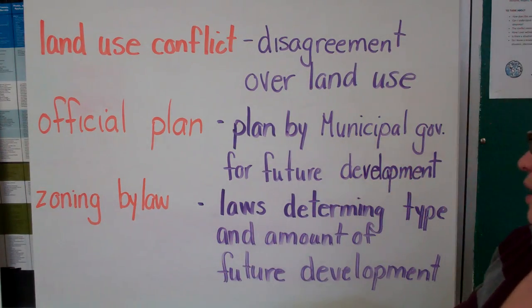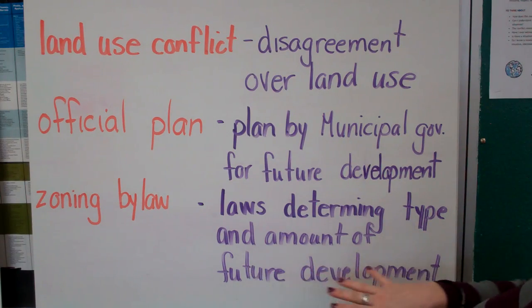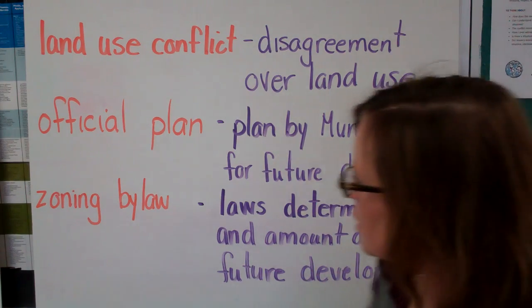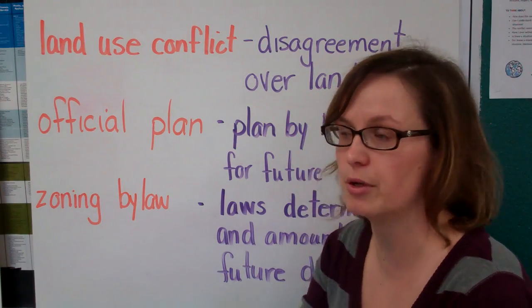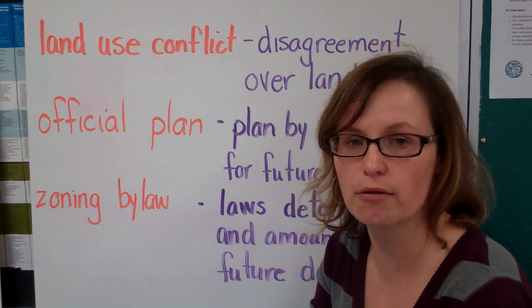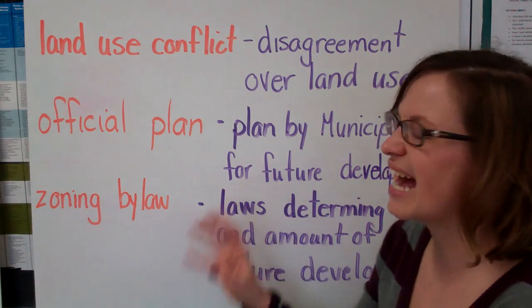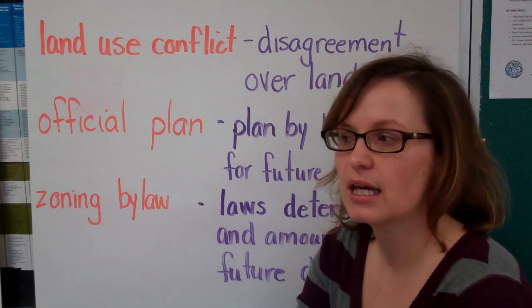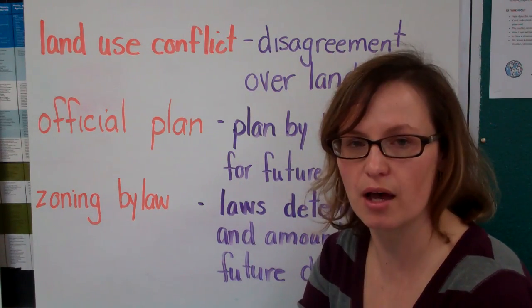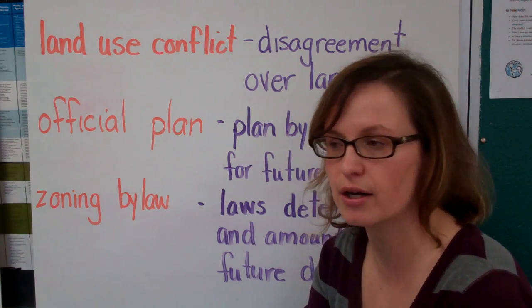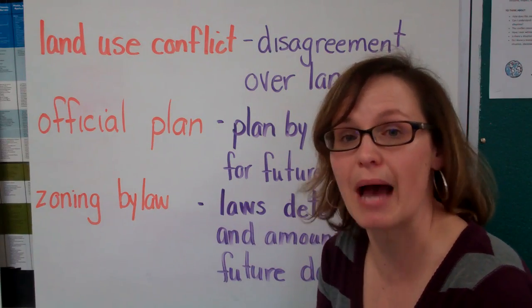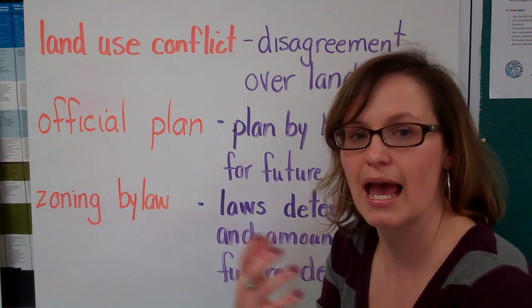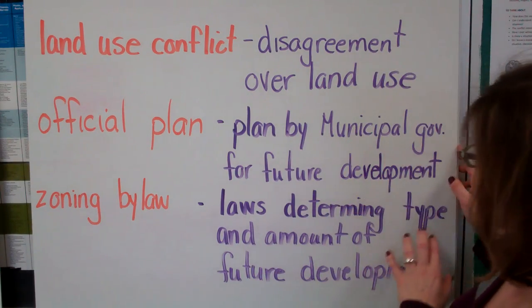A zoning bylaw. Laws determining type and amount of future development. This is a word that we hear a lot, these bylaws. And these are rules that are created by our municipal, local government, or higher levels of government surrounding how we can use our land. What types of buildings can go in certain areas and how much development can happen in a certain area. Because there has to be a balance between the environment and development.